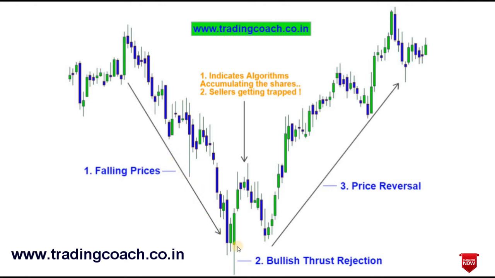Within the falling market, all of a sudden you will see a sharp shadow or a sharp wick which looks like a rejection. The wick that you see here, this large shadow, is telling us that the algorithm is actually trying to accumulate the shares. The mean reversion algorithm is trying to buy the shares, and that's the reason why the prices went all the way to the bottom and quickly got rejected back to the upside. Right after this rejection, you can see the prices went up for a while.